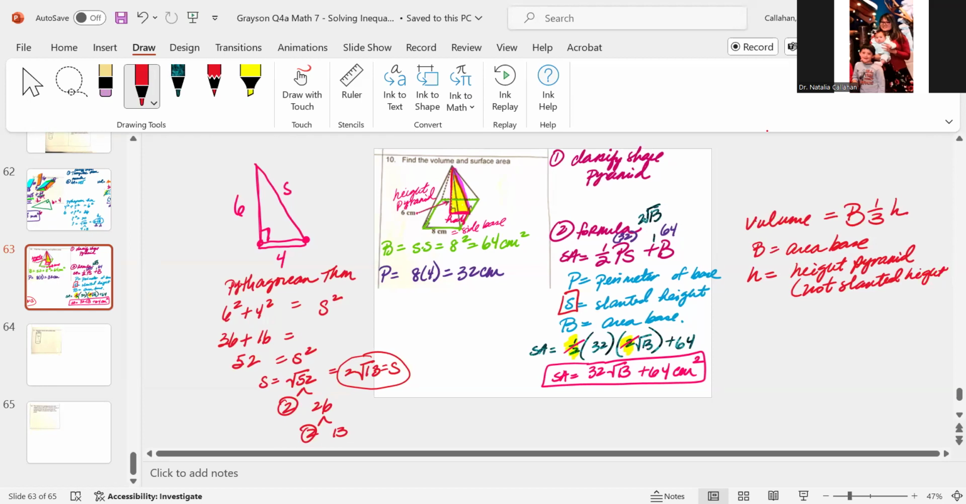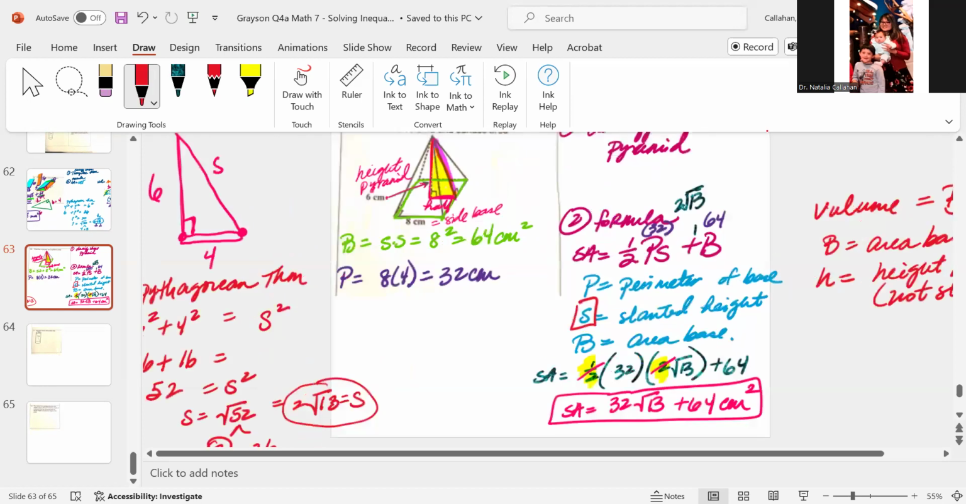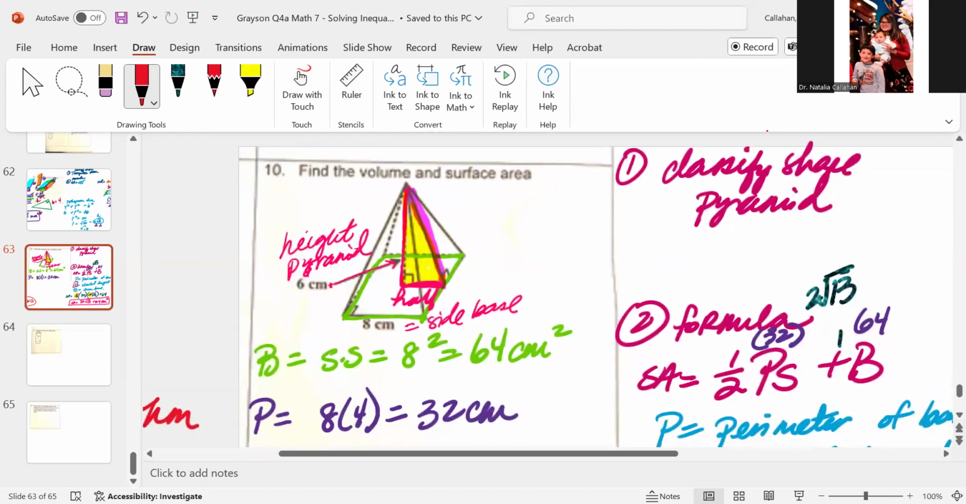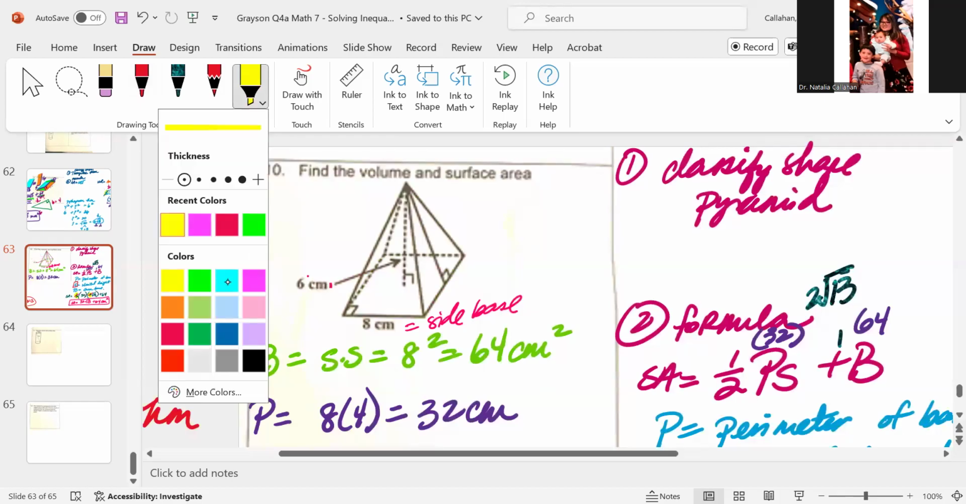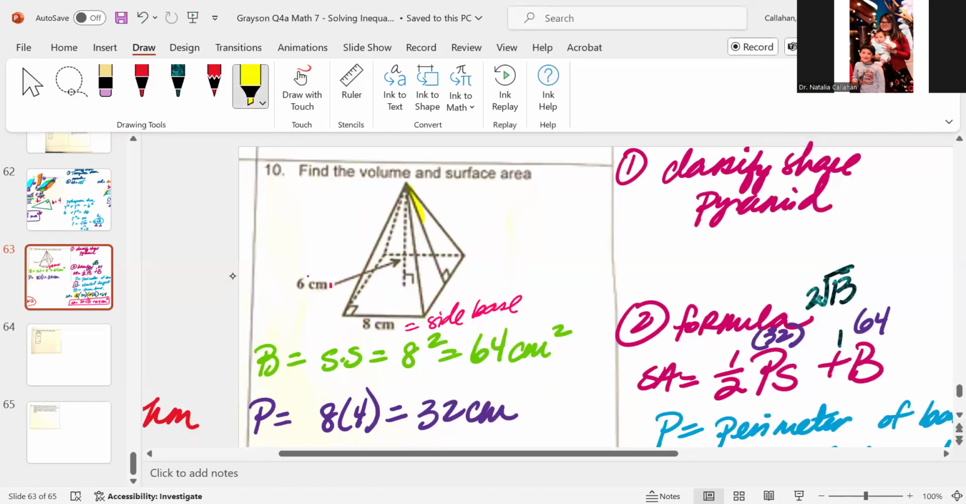In this pyramid, look at this pyramid right here. I'm going to try to explain this as best as I can. This blue line right here is called the slanted height. And it's called the slanted height because it's slanted. It's like sideways a little bit, right? That is the slanted height. Does that make sense?